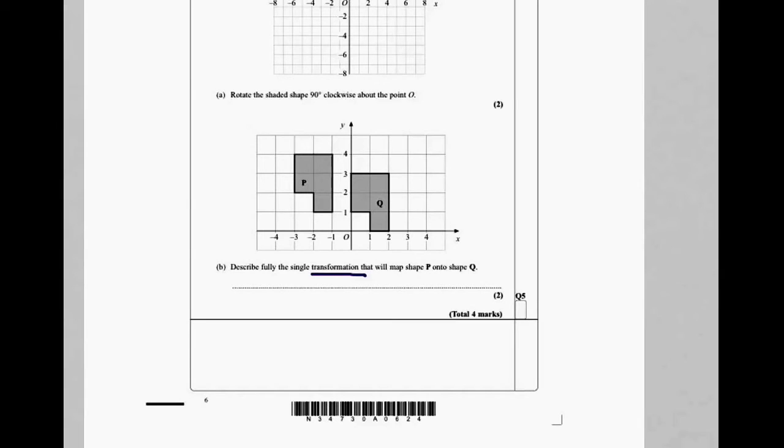Reflection, well, it doesn't look like a flip to me. Rotation, no, it doesn't look like it's turned. Enlargement, it certainly hasn't got bigger. And translation, which is a slide, and that's exactly what it is. It's a translation. So that's the first mark, is to describe what type of transformation it is. But I also need to describe how it has been translated. And given that it's 2 marks, I need to include that vector.